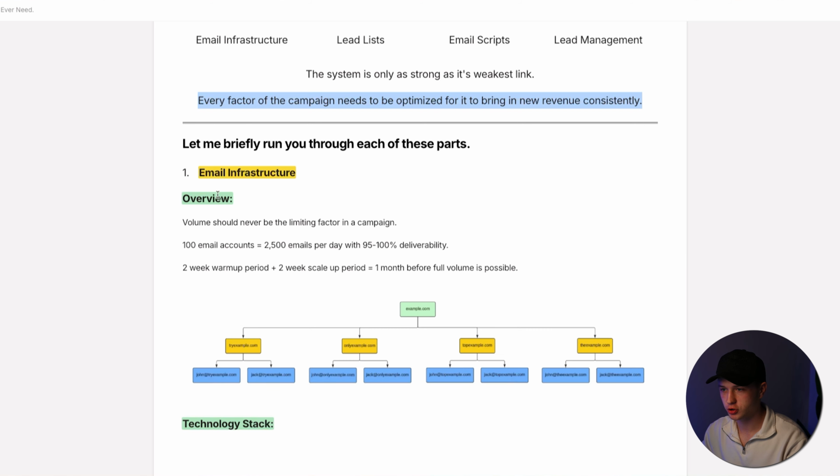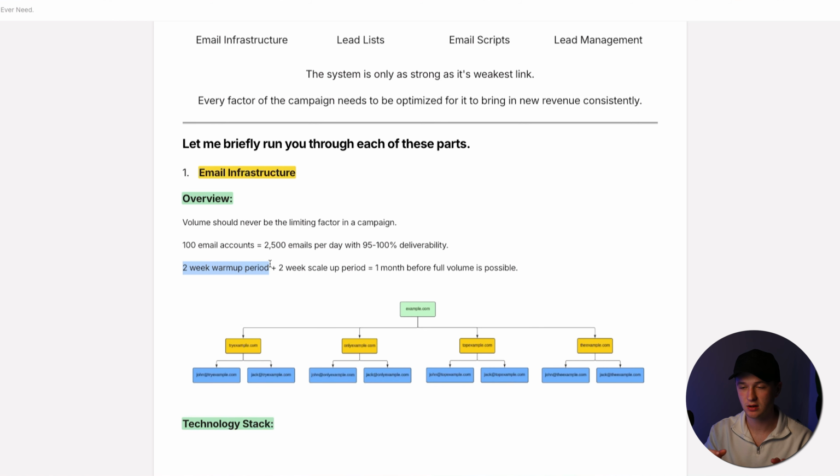All right, so with email infrastructure, the overview is that volume should never be your limiting factor. Let's say you have 100 email accounts: you can send 2,500 emails a day, 50,000 emails per month. If you want to send that much with 95 to 100% deliverability, so near perfect deliverability, you're going to need a whole month of warm up and scale up before full volume is possible. There's a 2-week warm up period. What warm up emails are is basically the email accounts sending artificial cold emails to each other, so that when you actually start sending cold emails, they can go directly into the primary inbox.